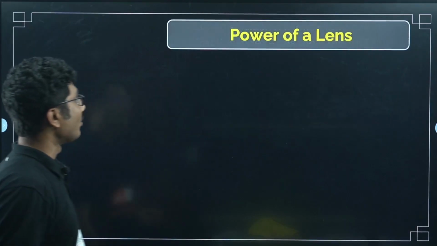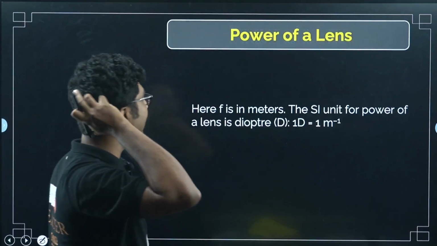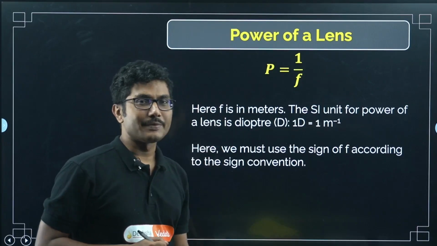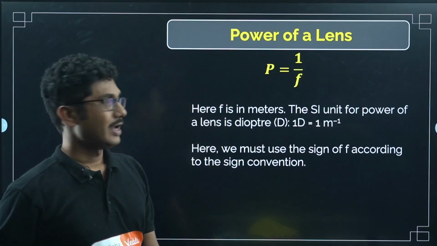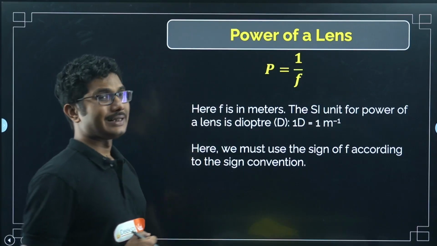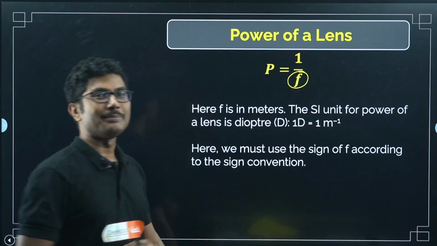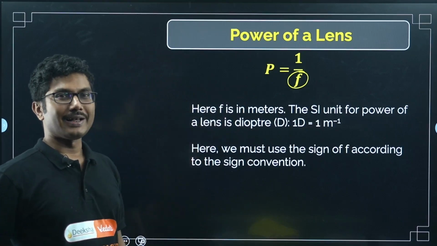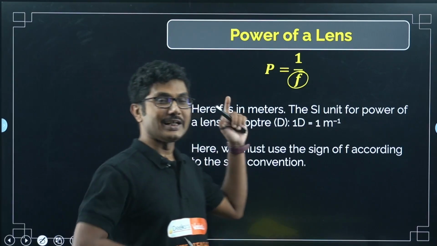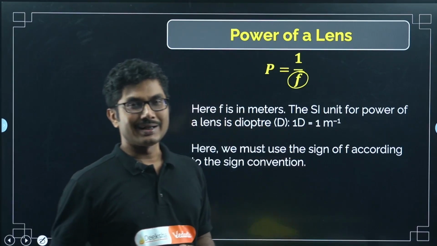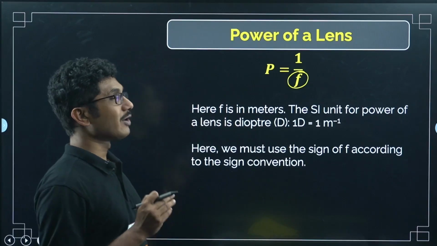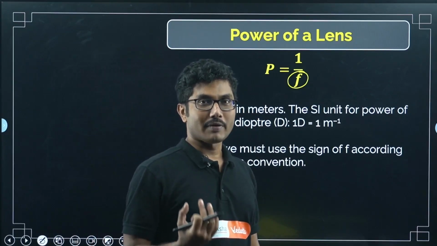Okay. Now, power of a lens, very important. The power of a lens is given by 1 by f, where f is in meters. So if you measure the focal length in meters, then the power of a lens is given by 1 by f. This is the new term. We have not learned about power of a mirror, but for a lens we use this term, power of a lens.